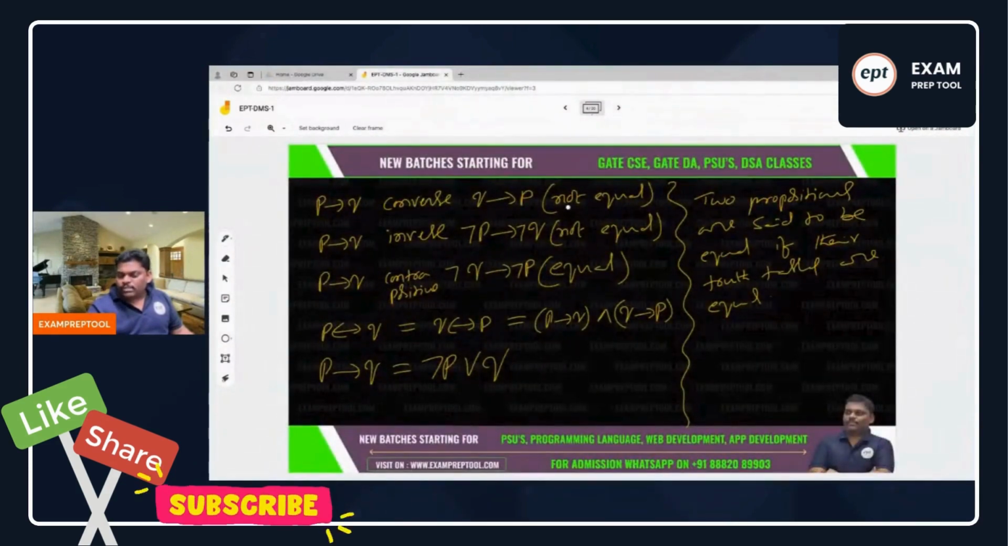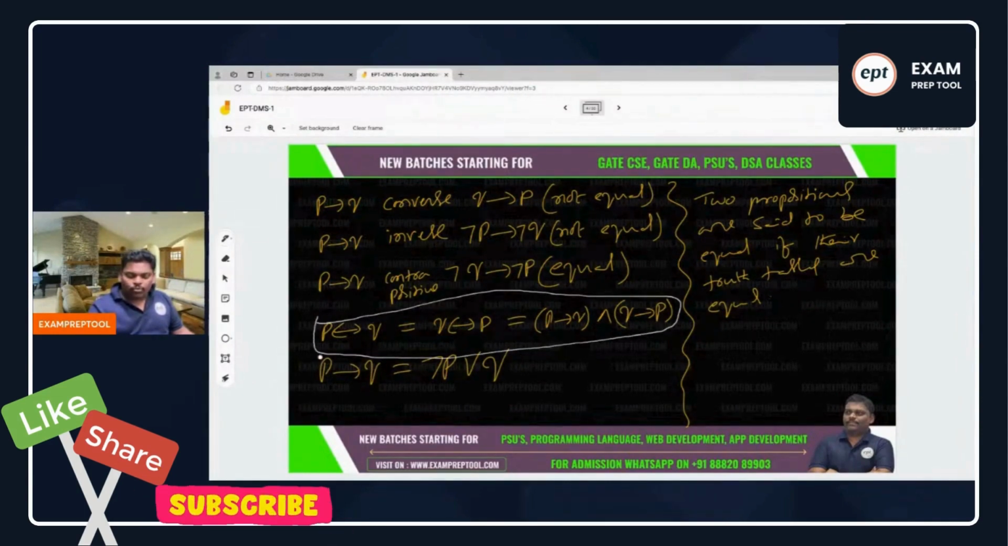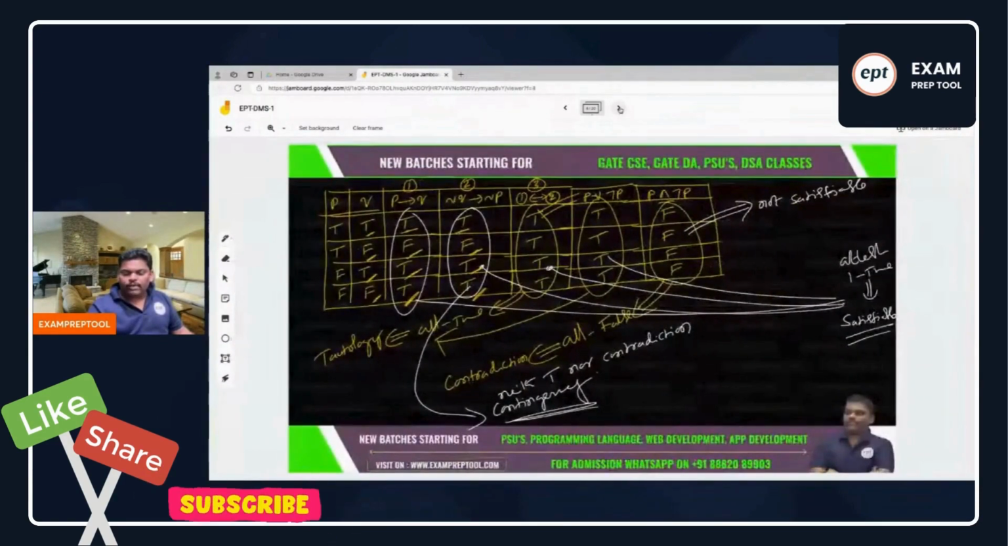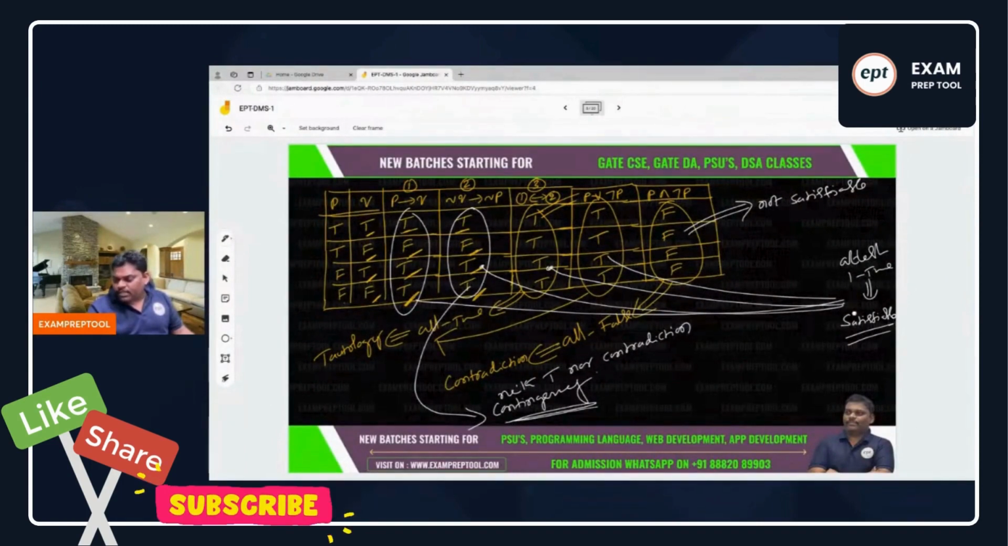Next one. Converse is not equal. Inverse is not equal. Contrapositive is equal. And these three are equal, and these two are equal. Right? Fine. Next one. What is tautology? What is contradiction? What is satisfiable? What is contingency? Right, take care.